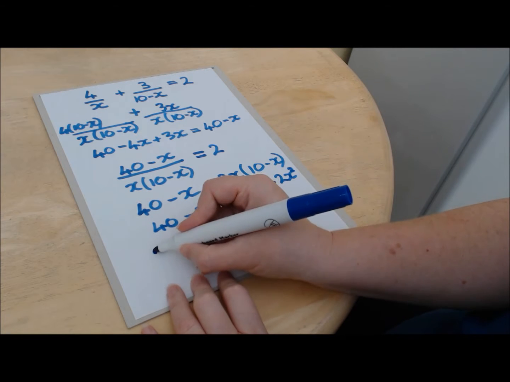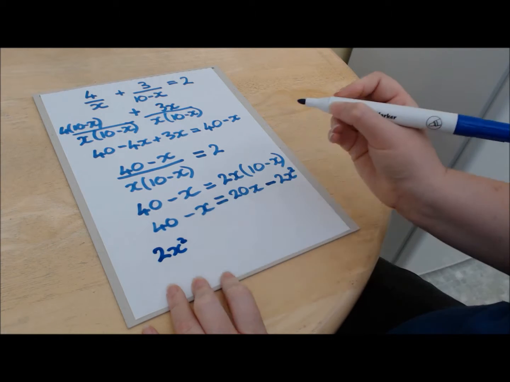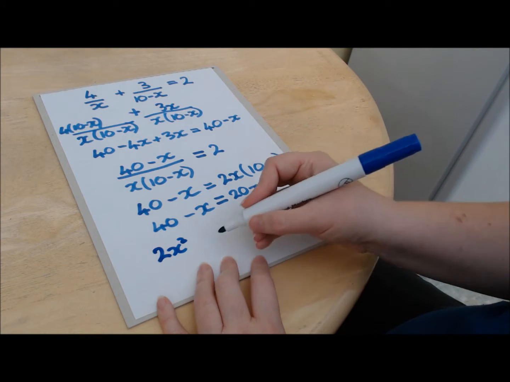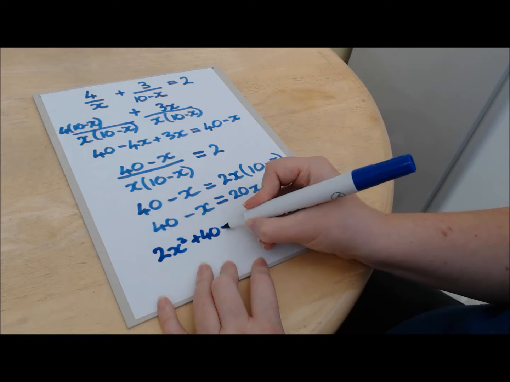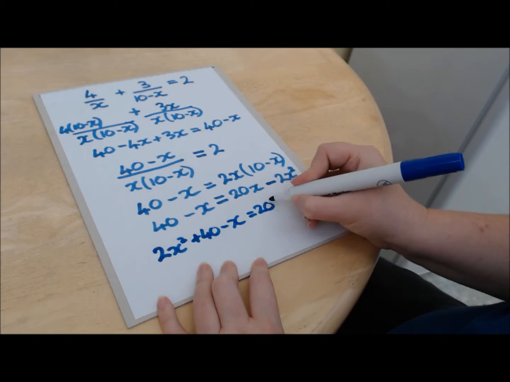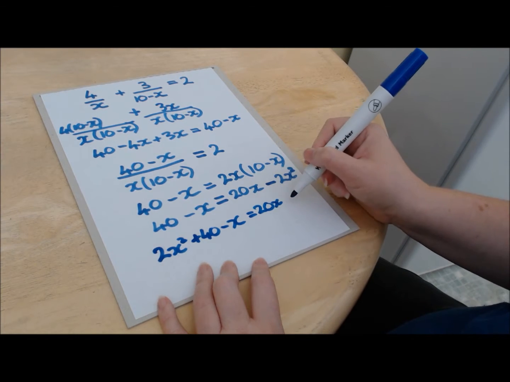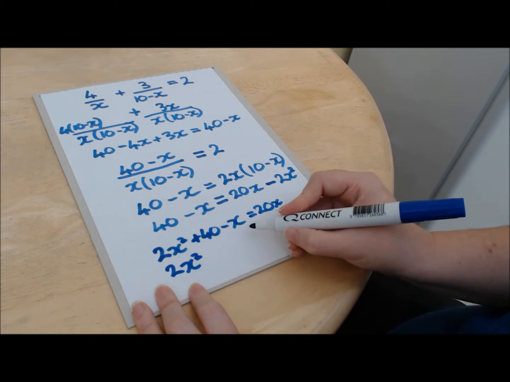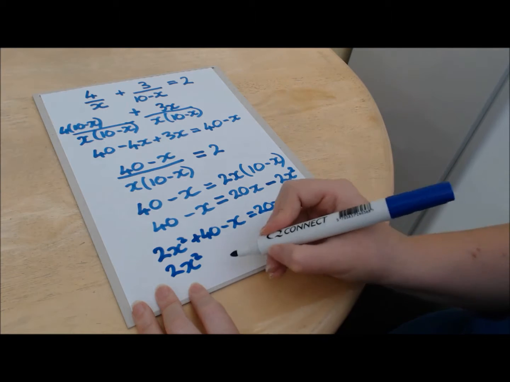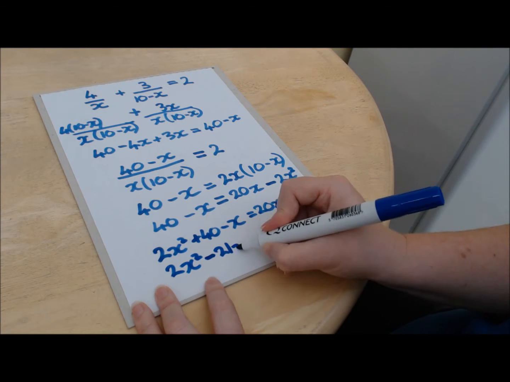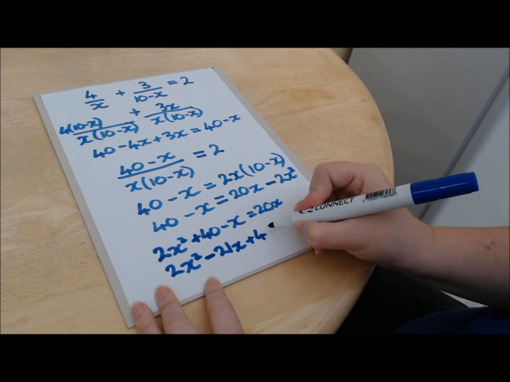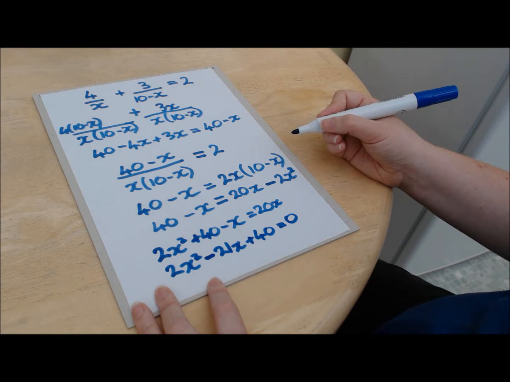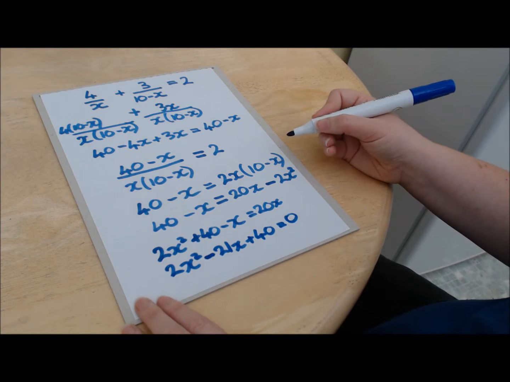So that means we're going to have 2x squared. Actually, I'll do it a bit shorter. So we'll have 2x squared plus 40 minus x equals 20x. And then if we take 20x away from both sides, we'll have 2x squared. So we'll have minus x minus 20x, so that's minus 21x, plus the 40 equals 0. So now we're in a position to try and factorize and solve this.